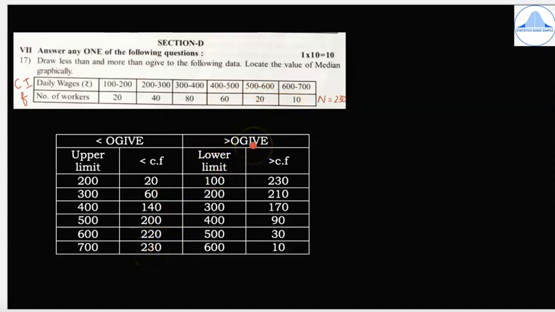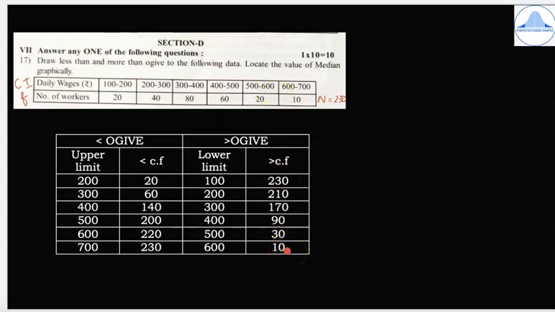Next, for greater than ogive, the lower limits of the class intervals are 100, 200, 300, 400, 500 and 600. To find out the greater than cumulative frequencies, first write the total frequency, that is 230. Then 230 minus 20 will give 210. 210 minus 40 will give 170. 170 minus 80 is 90. 90 minus 60 is 30. 30 minus 20 is 10.